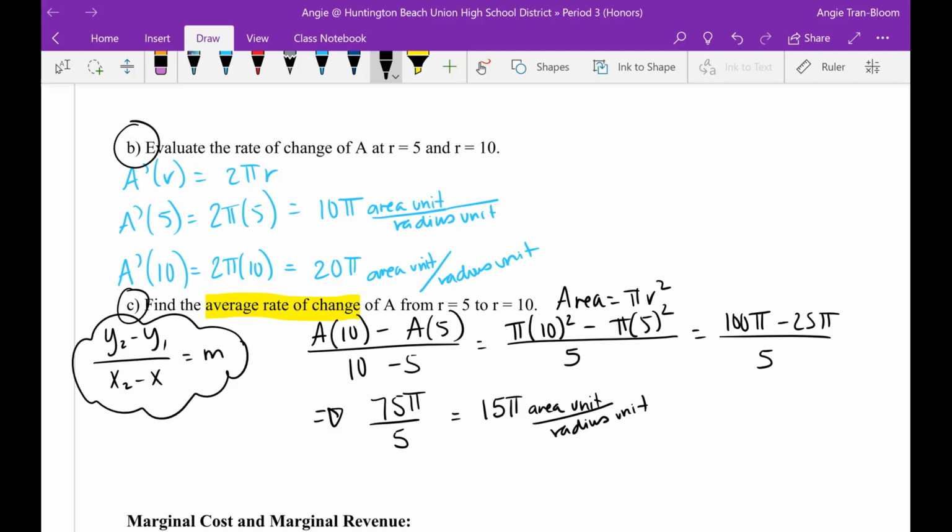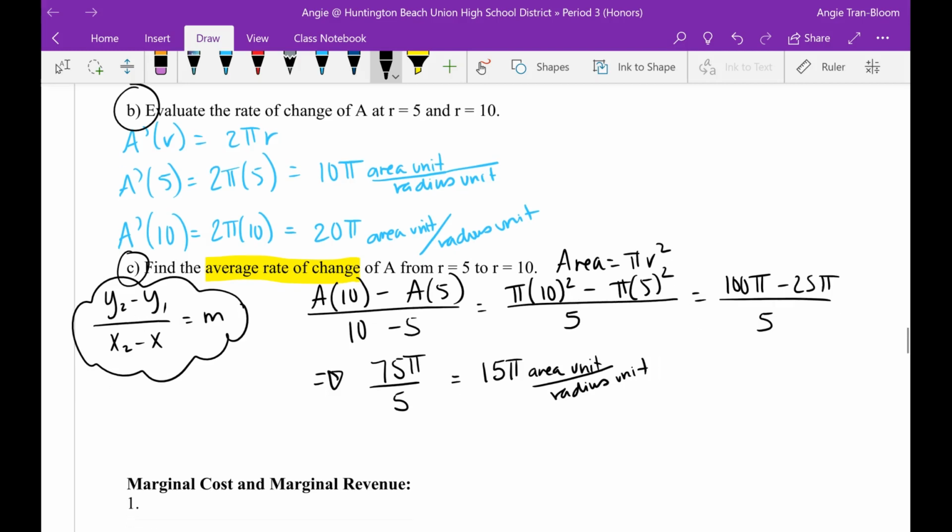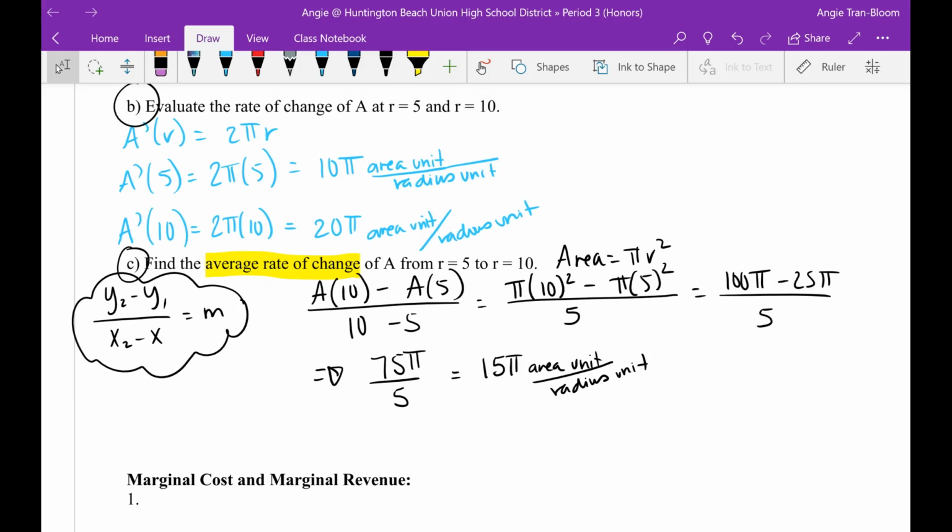Now the rate of change right at 10 or right at 5, as you can see, they are different, right? The rate of change when the radius is 5 is 10 pi for each radius unit. And the instantaneous rate of change when the radius is 10 is 20 pi. So the rate of change gets bigger and bigger as the area increases. Again, which is different from the average rate of change.